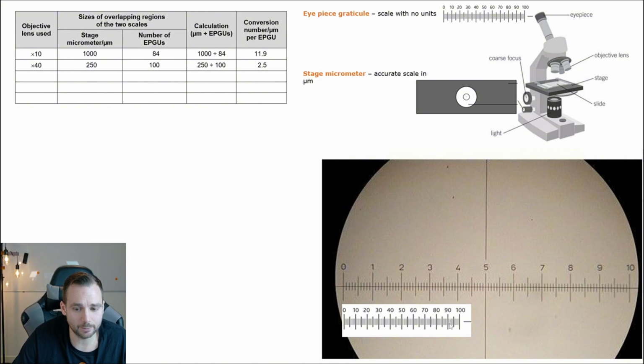Now this little table here is what you can use for your PAGs to organize what you're doing. So this is an example here. Here's my objective lens, here's my stage micrometer, these are the number of eyepiece graticule units, so this suggests that it really is not right, that the accuracy of the microscope is really far out.